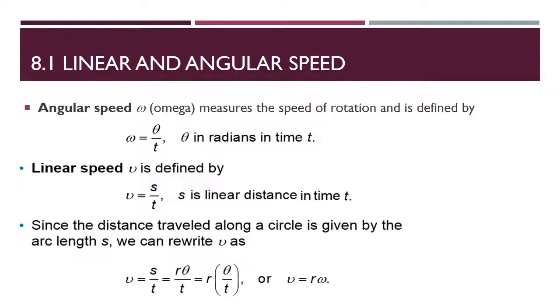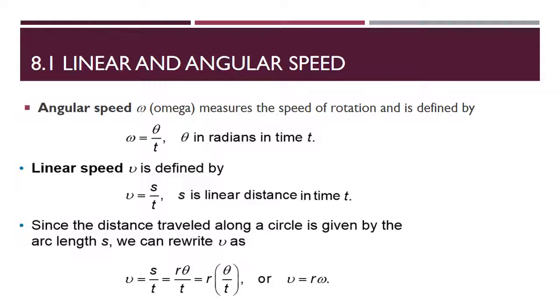A couple more formulas that we're going to deal with are angular speed and linear speed. Angular speed is symbolized by the Greek letter omega, which looks kind of like a W, and it measures the speed of rotation. It's defined by omega equals theta over t. Theta is the angle measure in radians, and t is the time. Linear speed, which is symbolized by kind of a fancy V, is defined by velocity. Linear speed equals s over t. S is the linear distance, and t is the time again.